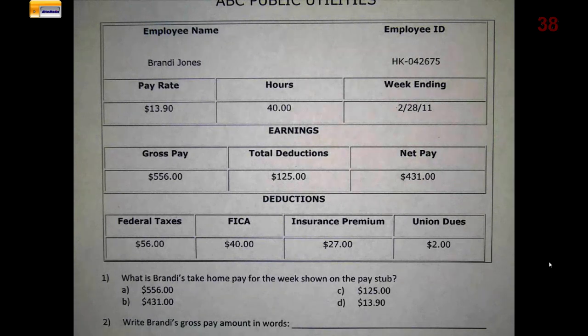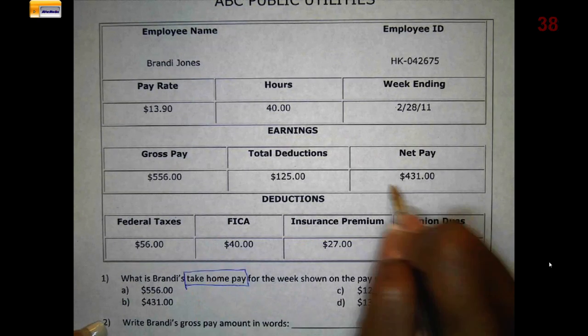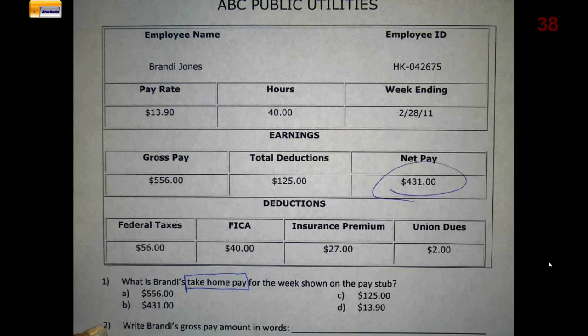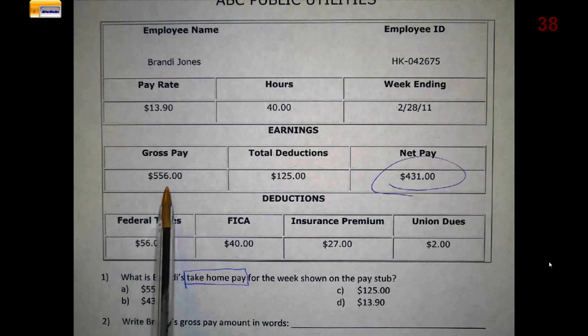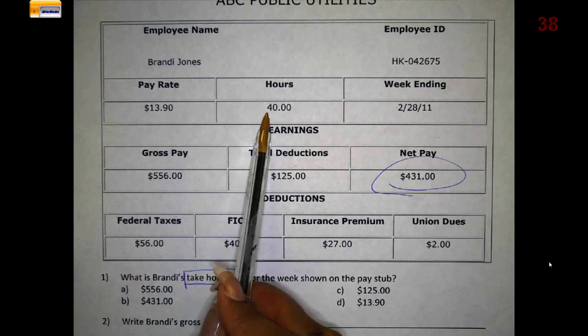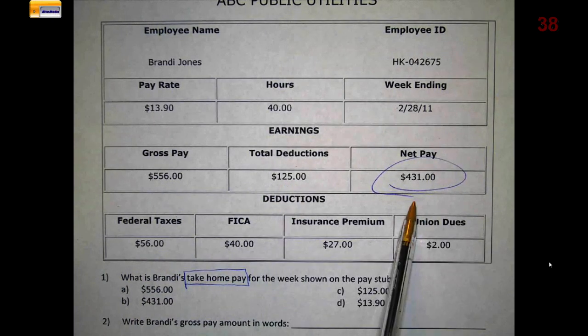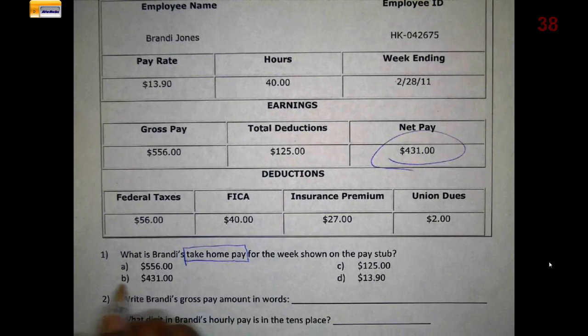How would I know what she made for the week? It says take-home pay. Yeah, it'll be what the check is going to have on it. And what does net pay mean? After your deductions. You have gross pay, which is right here, based on your rate and your hours. But then you have a total deduction of this. That means you have to subtract it to get that net pay. So what would the amount be? So we should circle B, right?